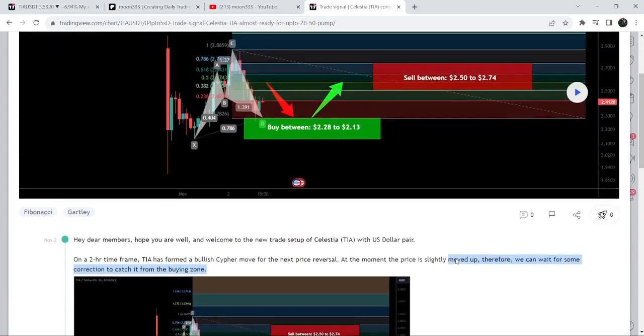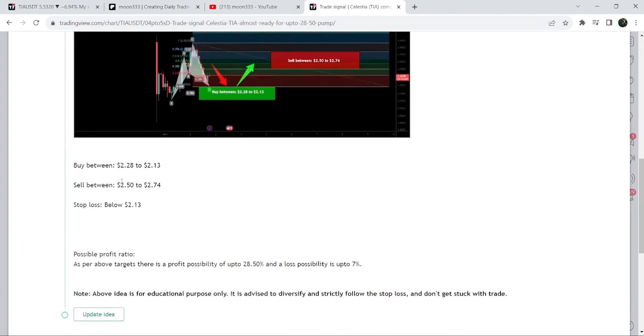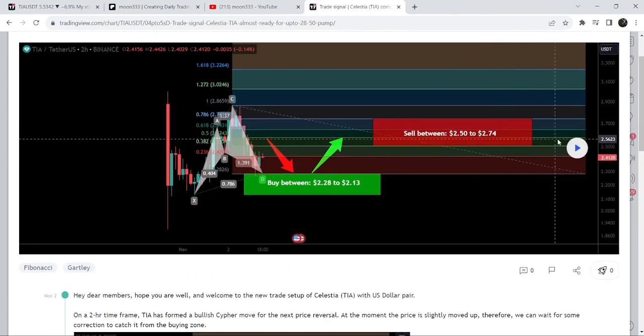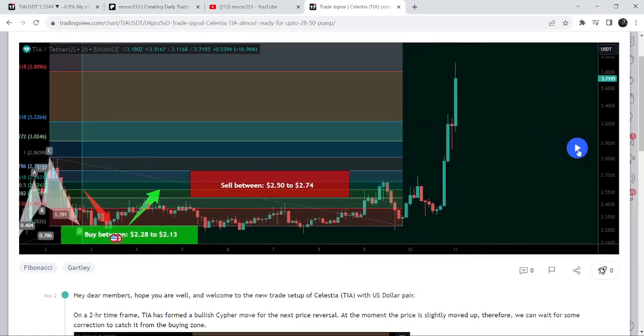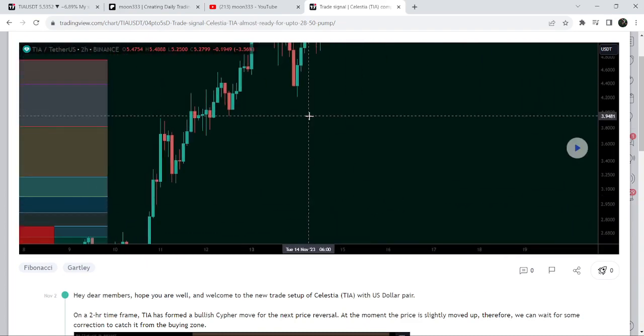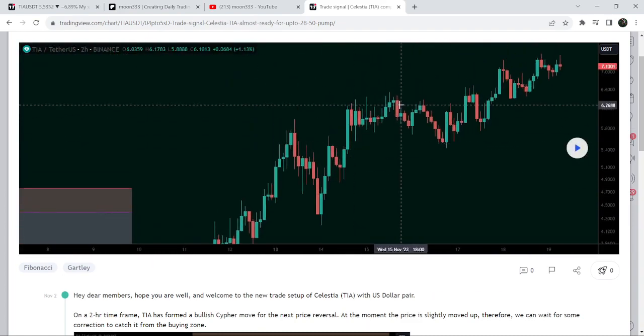And once it re-enters this buying zone, that was starting from $2.28 and goes to $2.13, then we can expect the next price reversal. And this was our sell target zone, and below $2.13 was our stop loss. Now, if I play this chart, then you can see that the price again dropped down inside this buying zone, entered the buying zone here. Then we had a very, very massive price reversal, and this was almost 225%, very, very massive pump on this 2-hour time frame chart.